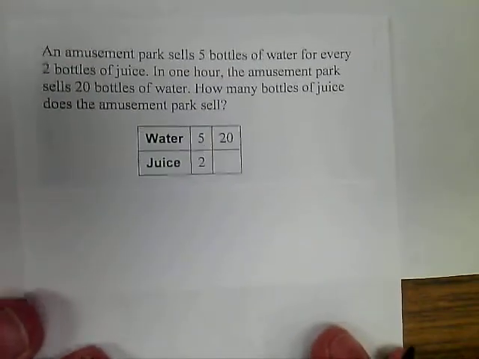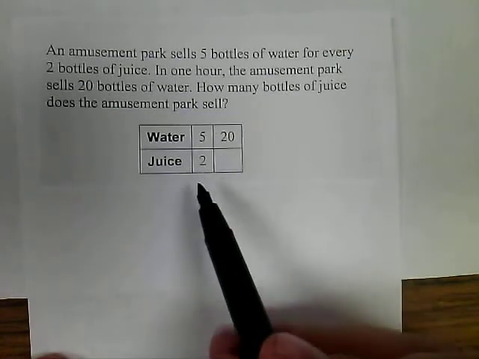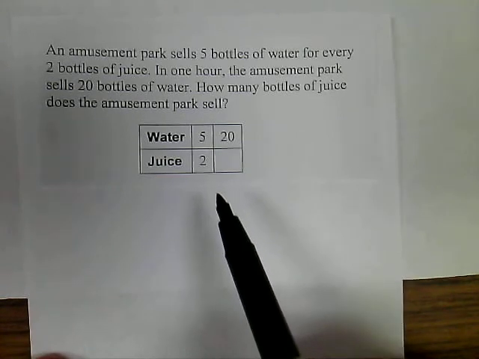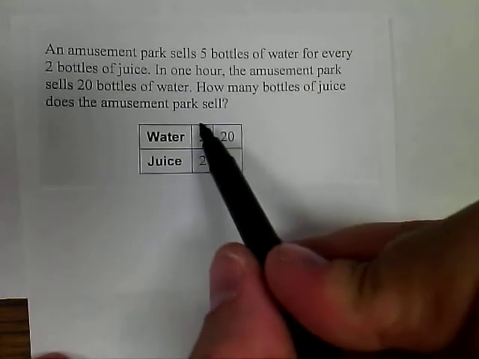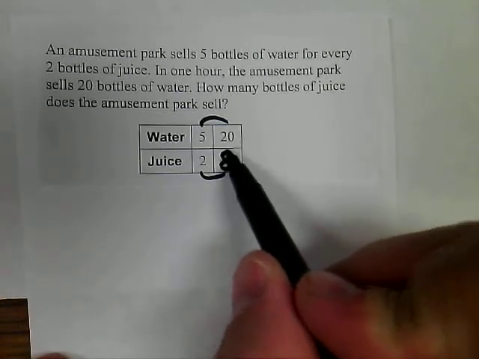And in our last problem to go with this, an amusement park sells 5 bottles of water for every 2 bottles of juice. So that's a ratio of 5 to 2. In 1 hour, the amusement park sells 20 bottles of water. How many bottles of juice does the amusement park sell? And so you can look at the connection here and see that 5 times 4 is 20, and 2 times 4 is 8. So that answers that question.